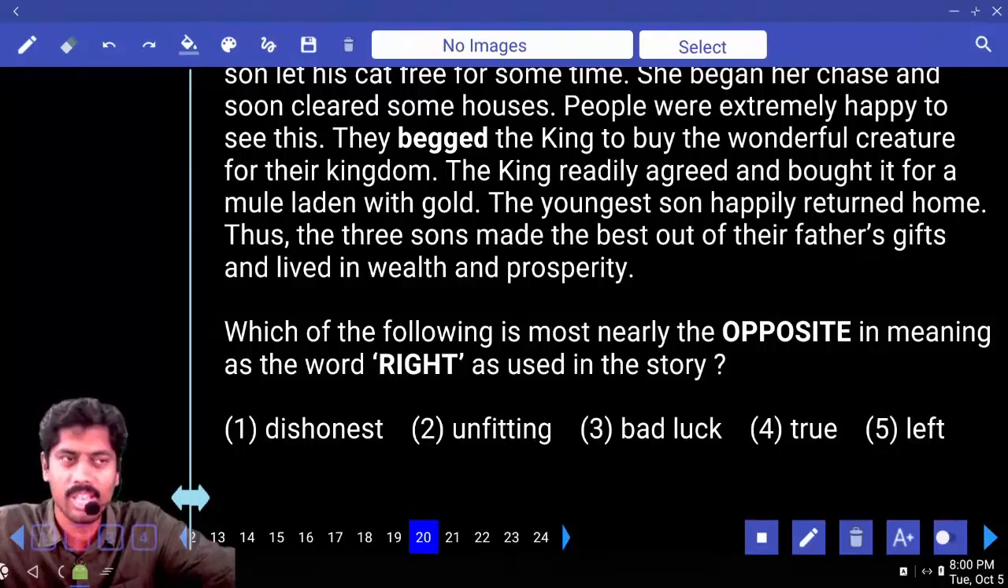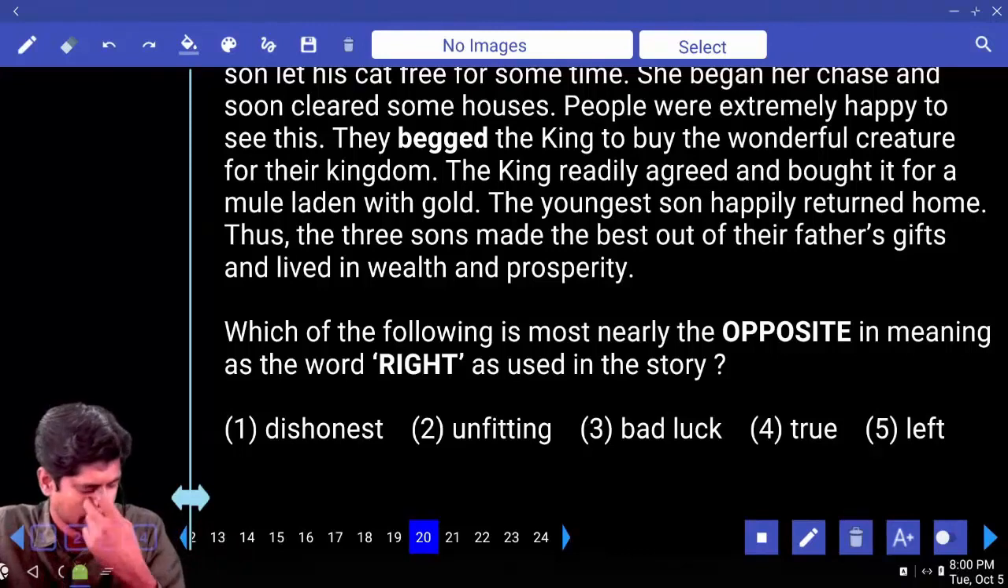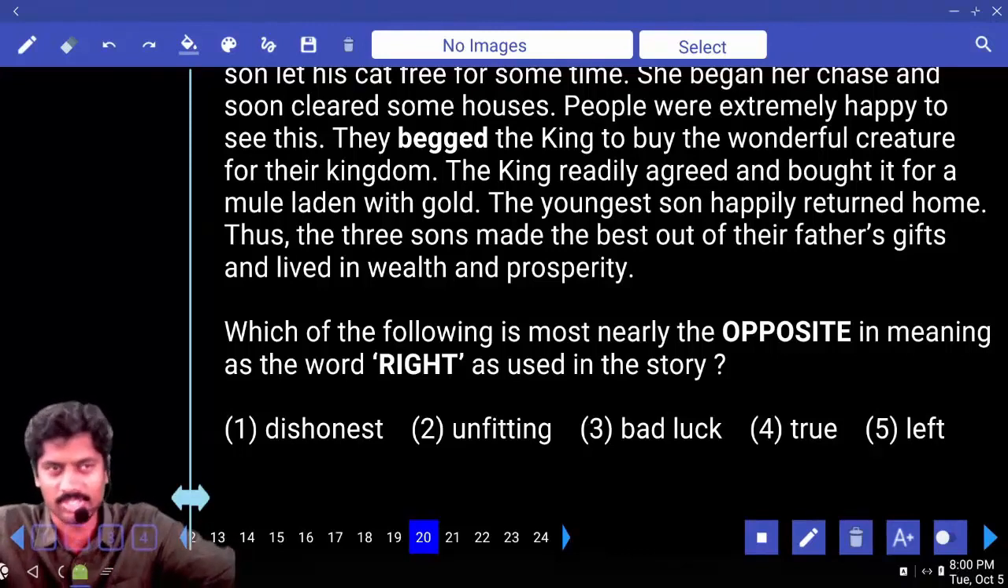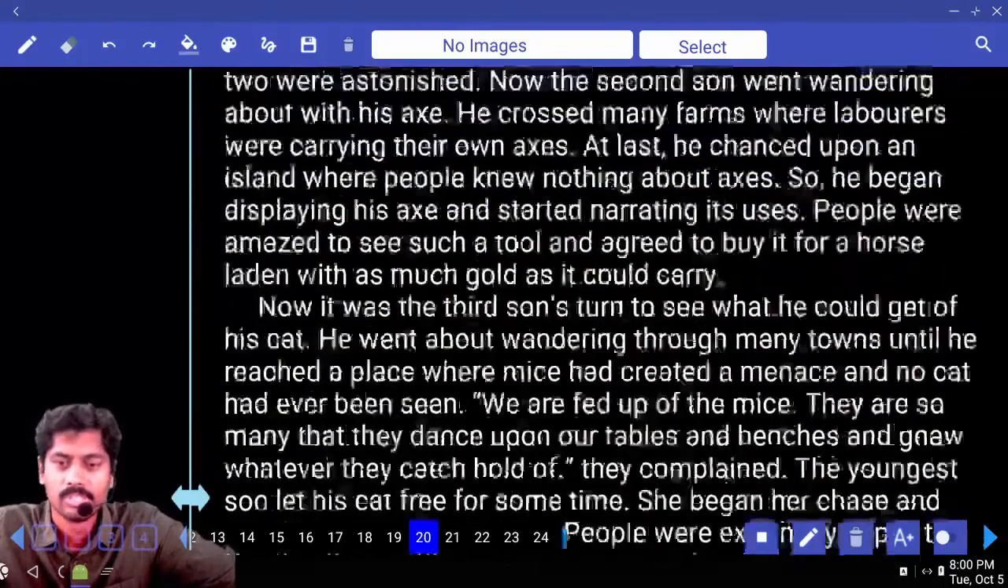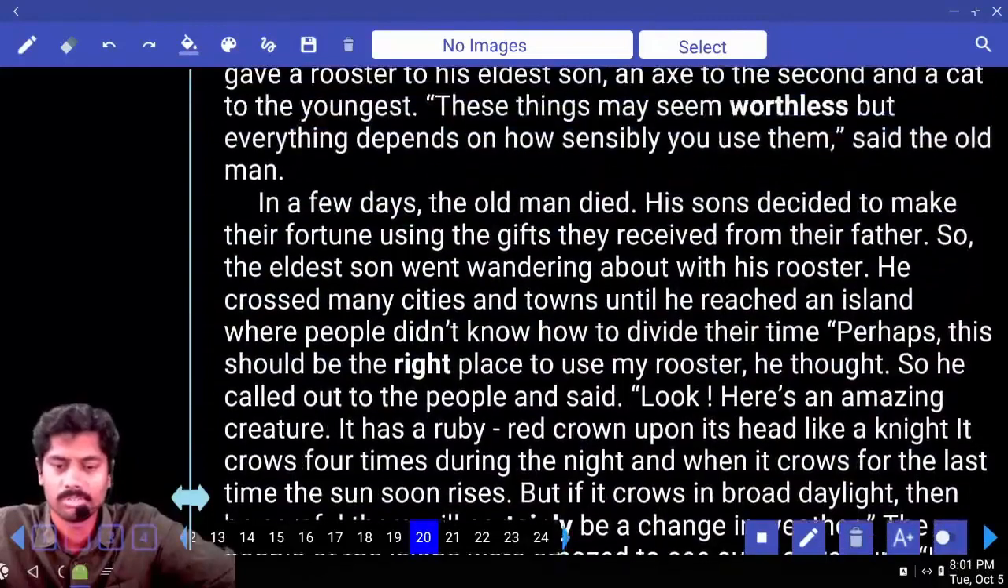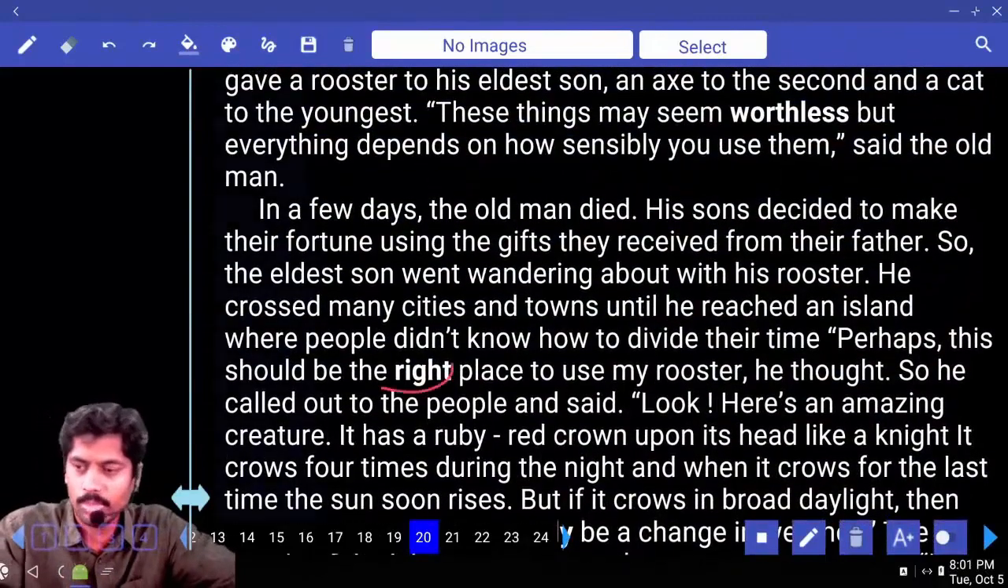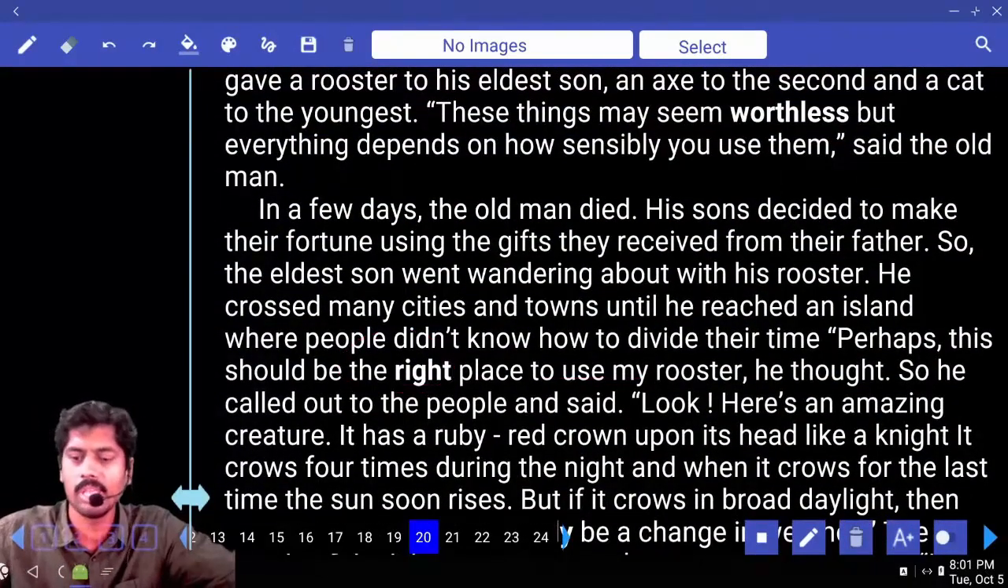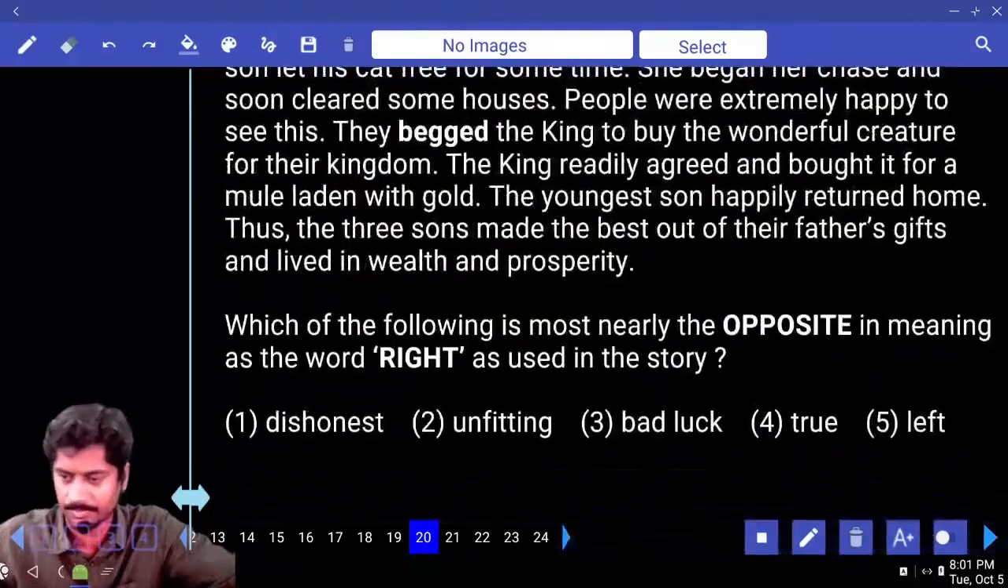Right opposite is left. Right has multiple meanings, right? Right is used for directions. Right is used for not wrong. Right is used for human rights, right to freedom of speech. Where is this right context, right? This should be the right place to use my rooster, right place.